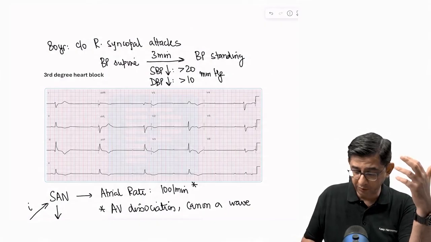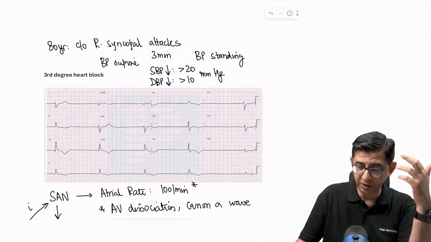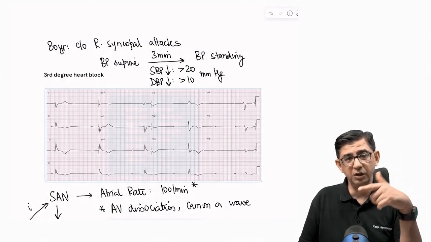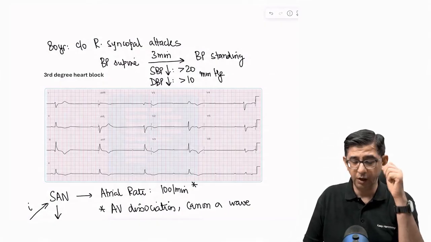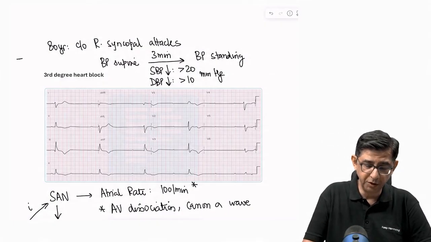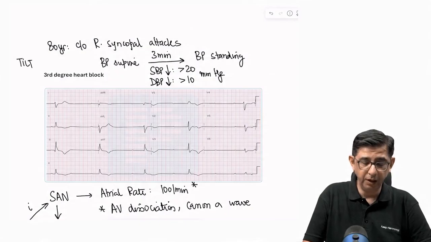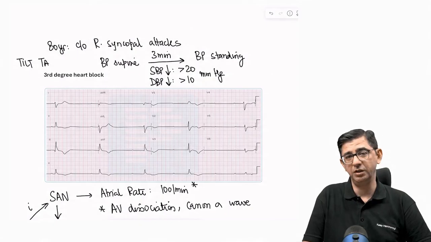This that I've described is a very crude method, guys. It is a very risky maneuver, because if I make him stand, he can fall, and there could be an injury also. So nowadays what we do for our patients is called a tilt table test. In a tilt table test, we will not make the patient stand up like this.